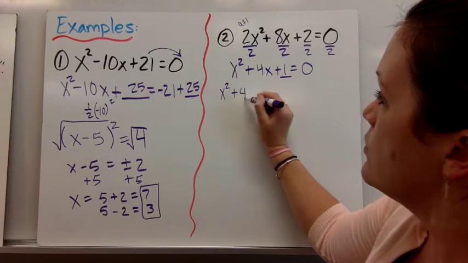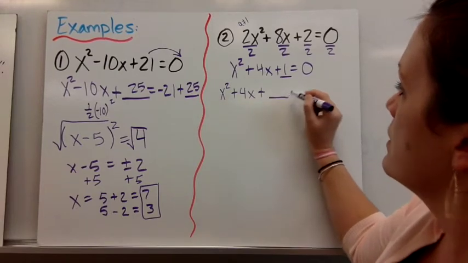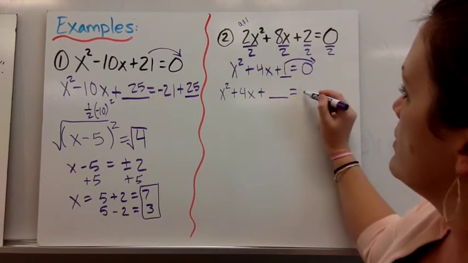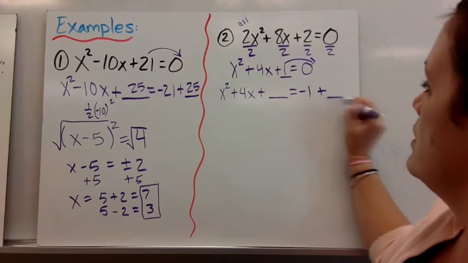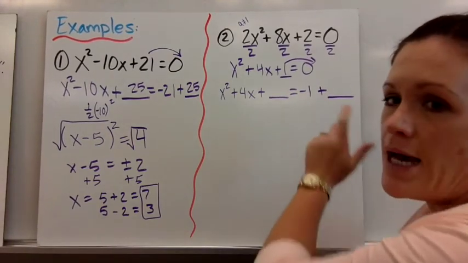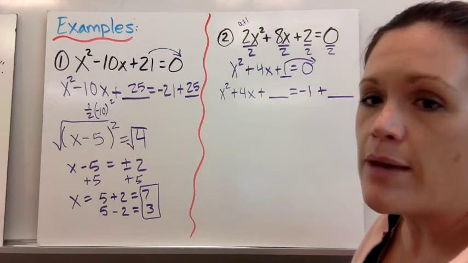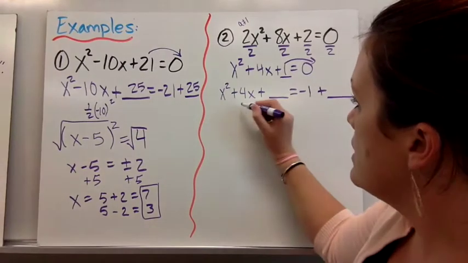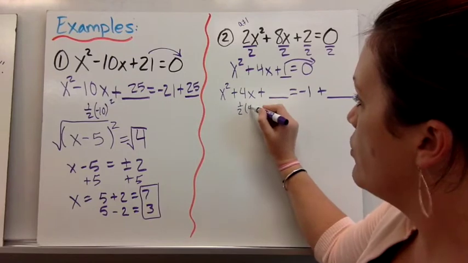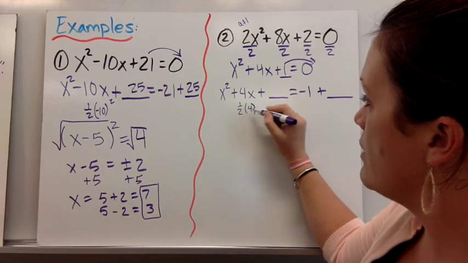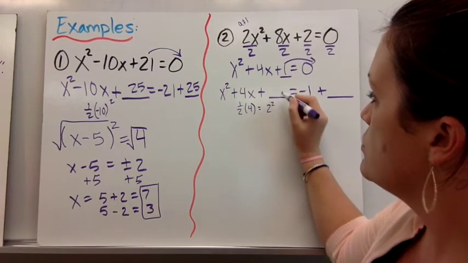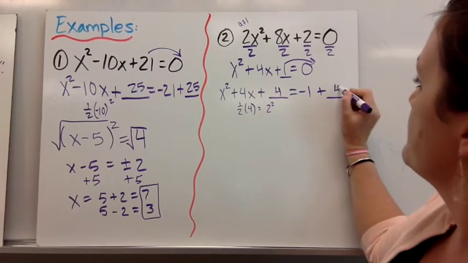So x squared plus 4x plus blank, move that over so it'll be a -1. And the reason we have to add a blank to both sides is because with an equation we have to keep everything balanced and we have to add the same amount to both sides. So then let's take half of 4 and square that number. So that's 2. 2 squared gives me 4.